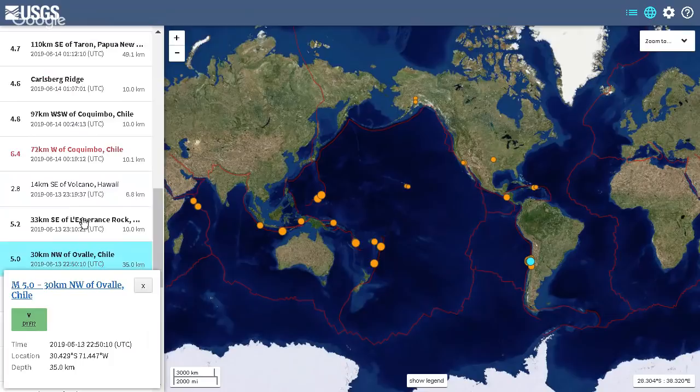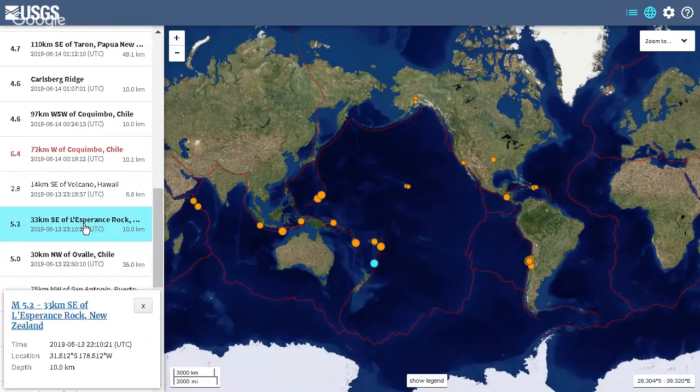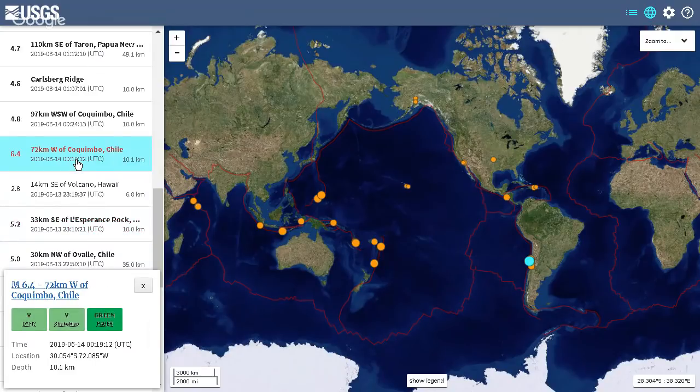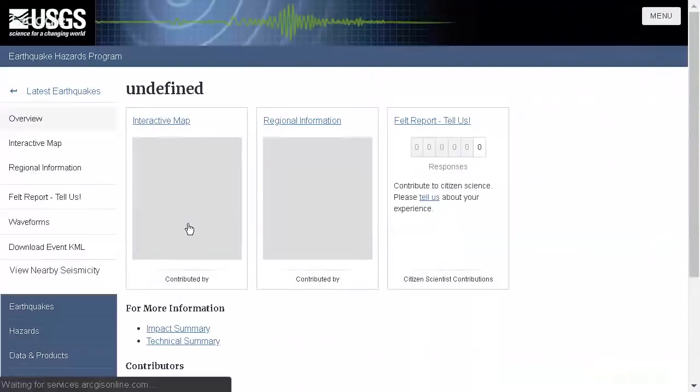There's a 5.0 in Chile. Looks like a precursor. 5.2 north of New Zealand. And there's that 6.4, the largest quake. Let's take a zoom in on that.